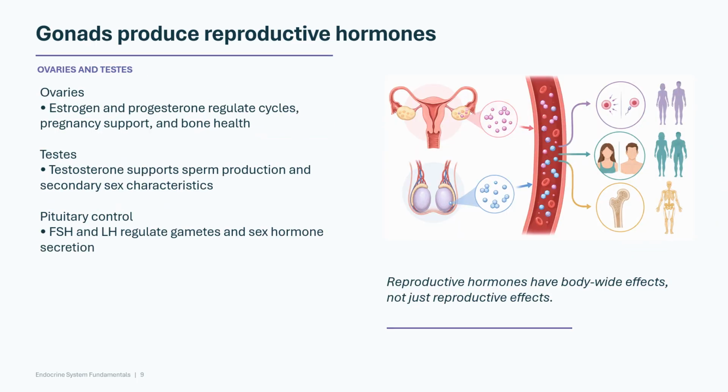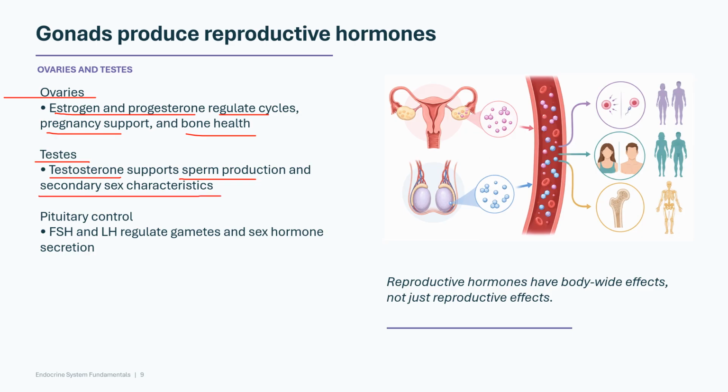Now let us transition to talk about the main gonads for both male and female. In the female, the ovaries are involved in producing estrogen and progesterone, which helps us to regulate cycles, support pregnancy, and bone health. In the male, the testes are involved in secreting testosterone, which supports sperm production as well as secondary sex characteristics, especially during puberty.